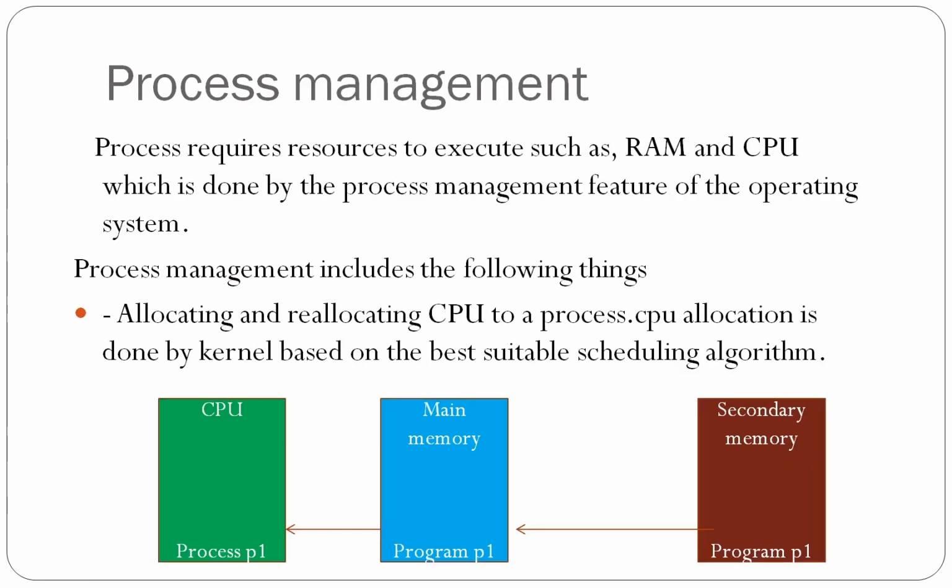So the process management. Every process requires some hardware resources in order to execute in the system. So the hardware resources are RAM and CPU, and these RAM and CPU are allocated by some process management implemented by the operating system. Process management includes the following things: allocating and deallocating of the CPU to the process. Allocation is done by the kernel based on some suitable scheduling algorithm.